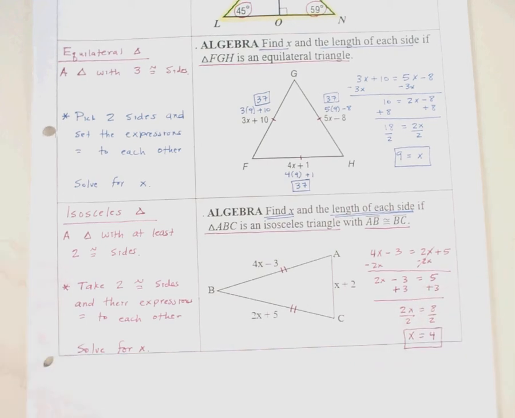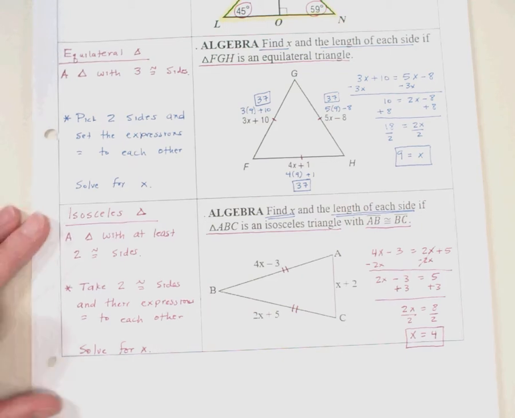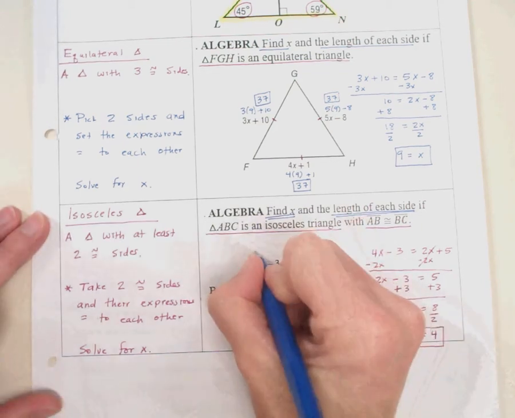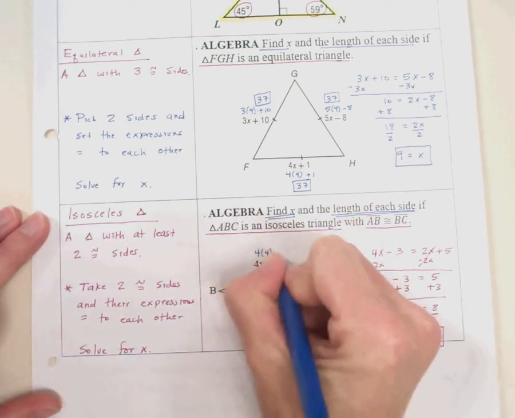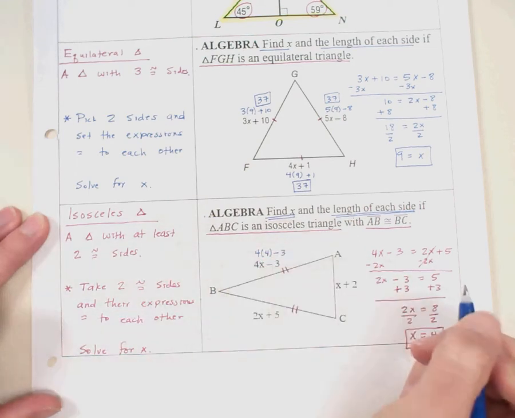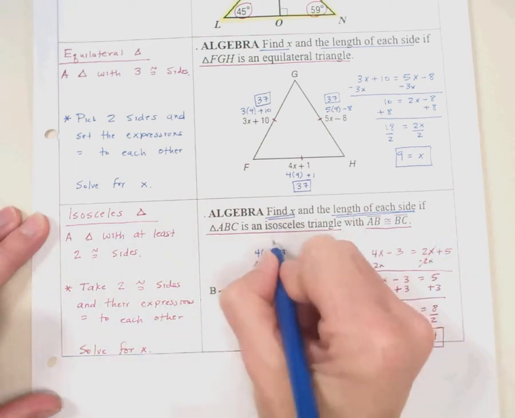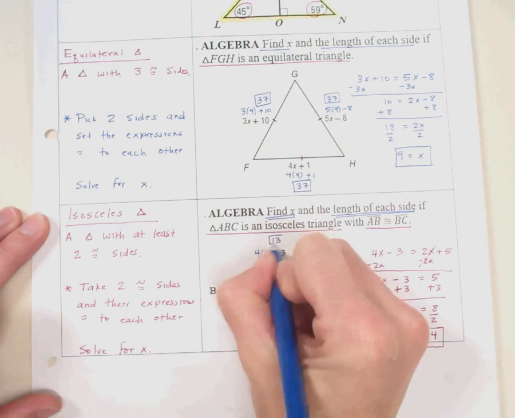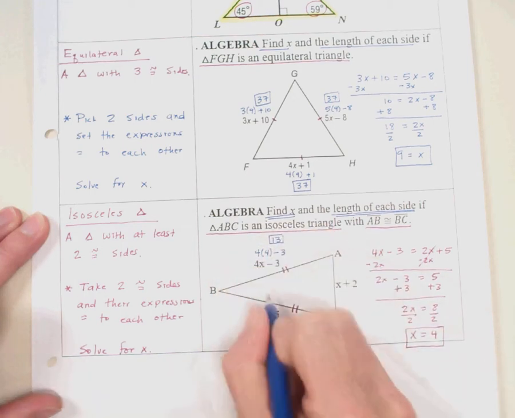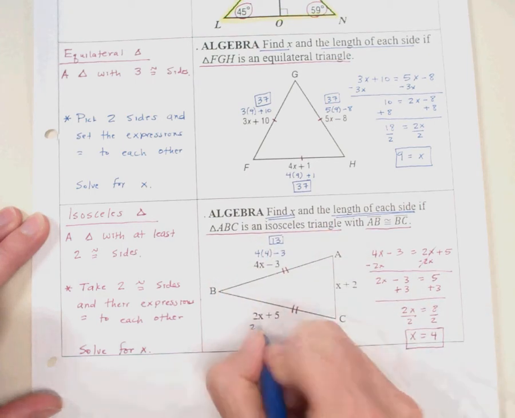Now I'm going to take x and find the length of each side. So I'm going to substitute x with 4. So this is 4 times 4 minus 3. 4 times 4 is 16. 16 minus 3 is 13. Now these sides are congruent, so I need to check this also equals 13.